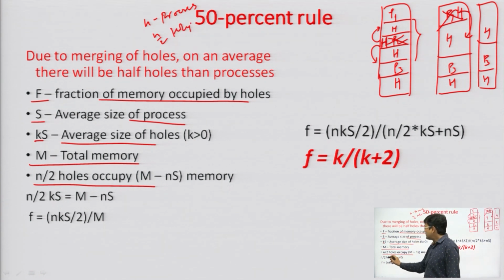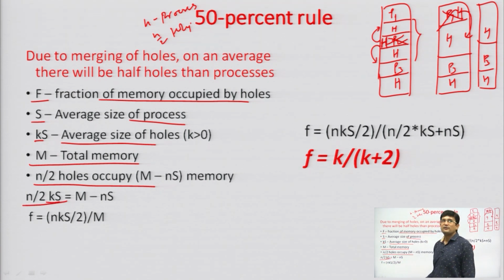N by 2 holes, since each of the holes has ks size, so n by 2 into ks will be the size occupied by the holes. You can also say that since n is the number of processes and the average size of a process is s, holes will occupy m minus ns space. So let us equate this. What will be the fraction of the memory occupied by the holes?